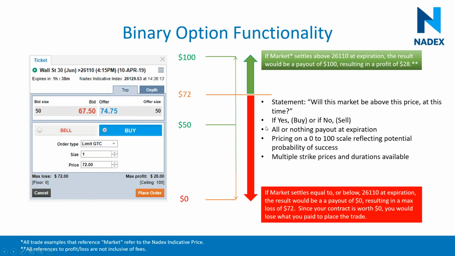So let's get started with binary options. A binary option is really a simple yes or no question. Will this market be above this price at this time, right? If you're a buyer and the answer to that question is yes, you receive the payout. If you're a seller and the answer to that question is yes, then you receive nothing. It's all or nothing at expiration.